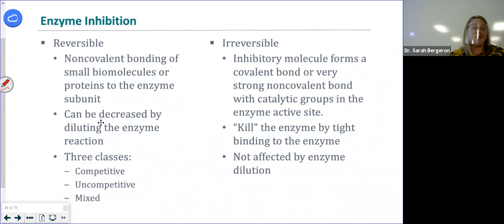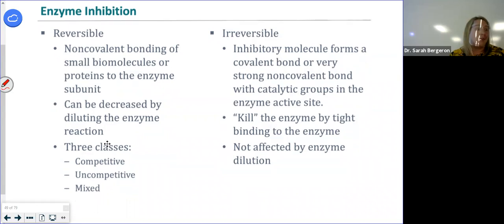Okay, so it can be decreased by diluting the enzyme reaction. So if you have less inhibitor per volume, then it's going to lessen the activity of your inhibitor, right? So you have three different classes, and we're going to talk about each of these classes. You can have competitive, you can have uncompetitive, and you can have mixed. And we'll talk about each of these individually.